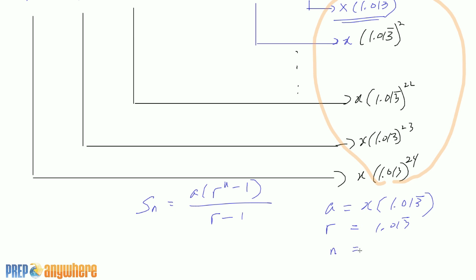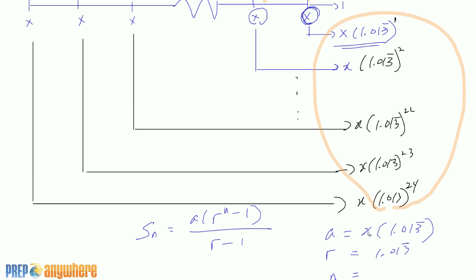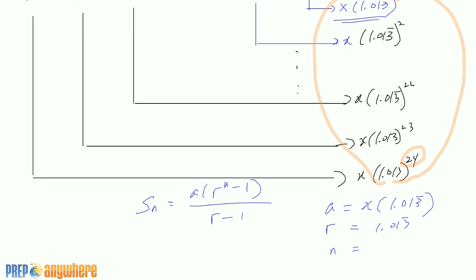N is referring to how many terms are here. Look at the power. It starts from 1 and it finishes at 24. So how many terms? It's 24. Okay, so now we can find S24, the sum of adding the first 24 terms.